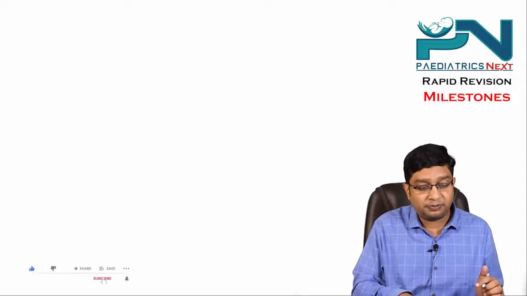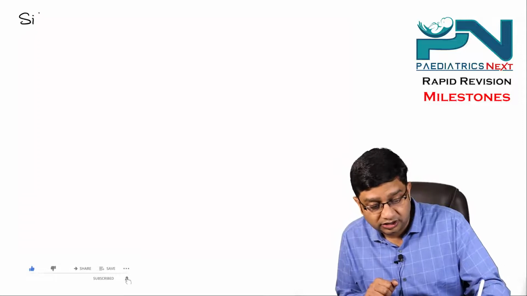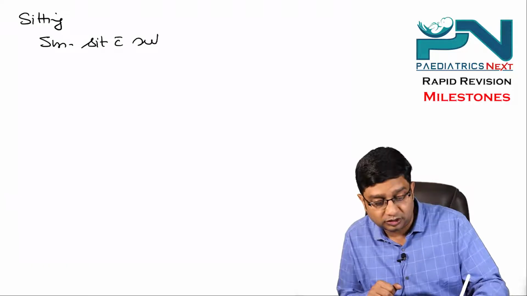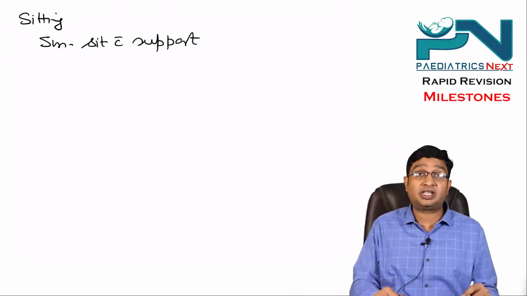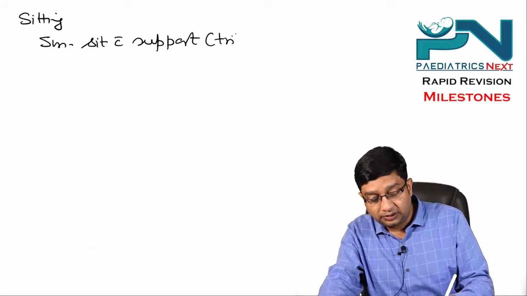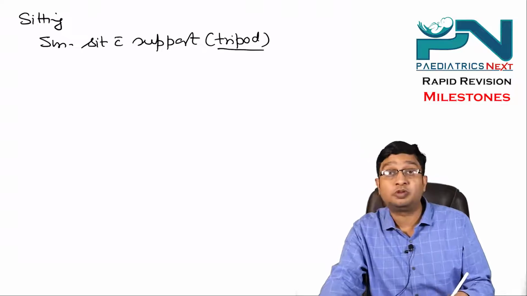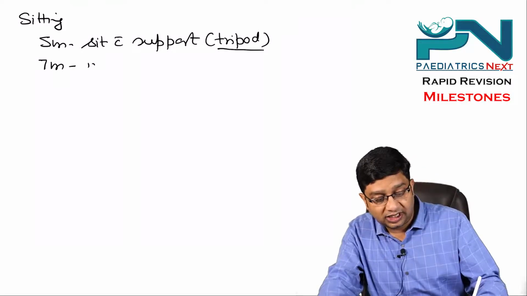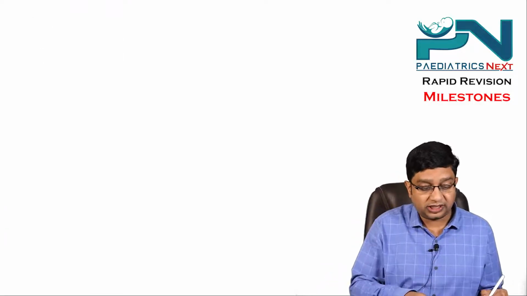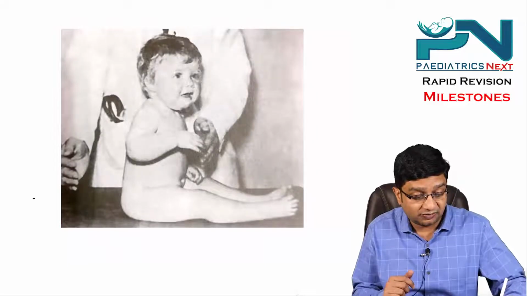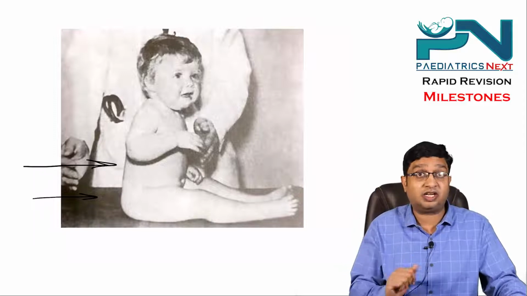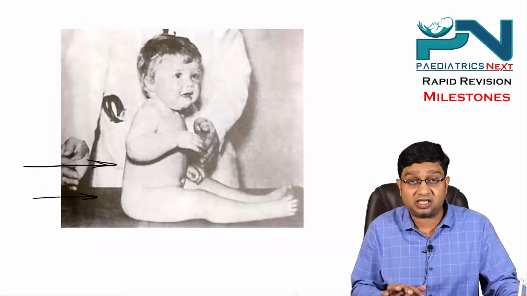Then important milestones in the sitting position. In the sitting position, a 5 months child can sit with support, and usually when the child sits, the arms are extended like this. This is what you call the tripod position. Then at 7 months, the child can sit without support. Look at the picture. The child is sitting without support. But you need to remember that the back is straight right now.